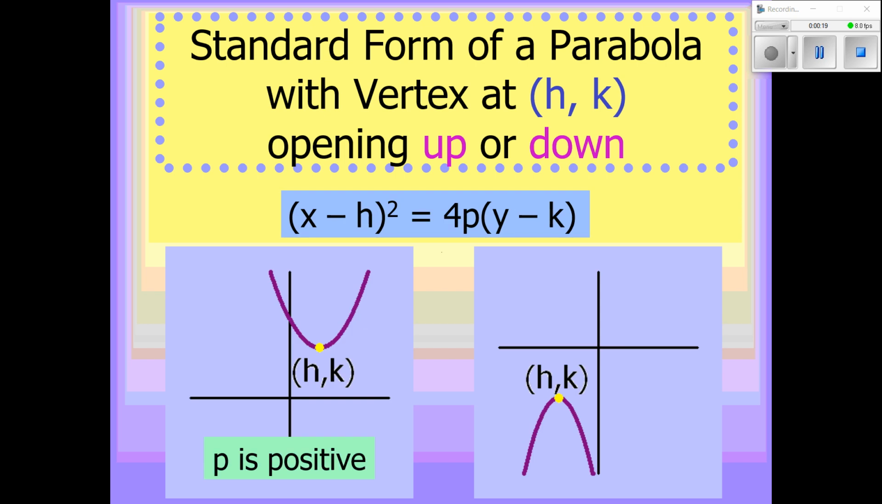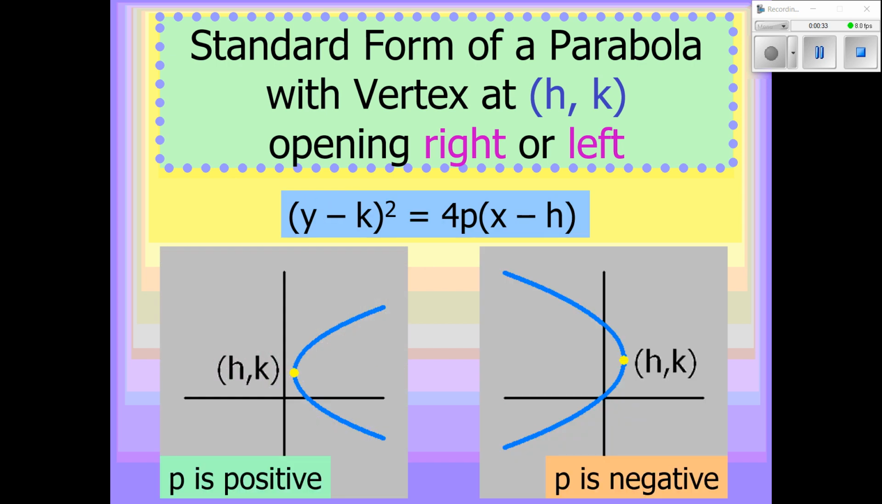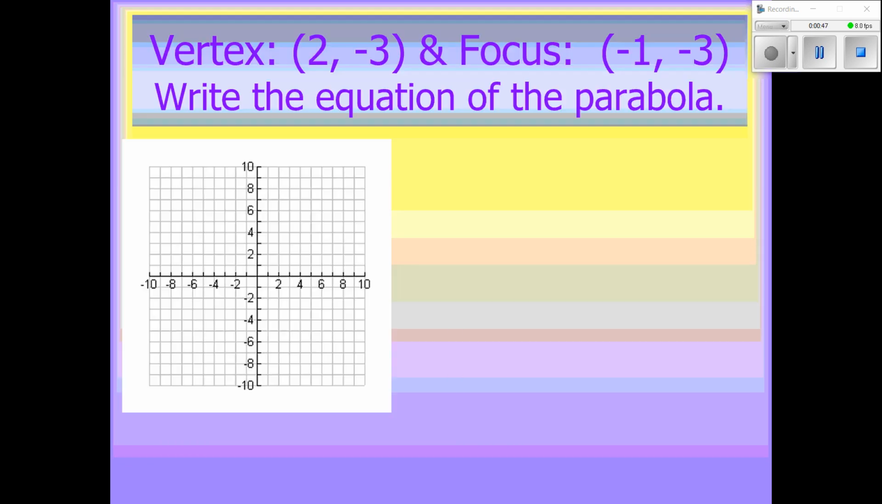Just to quickly recall, when we have a parabola that opens up or down, this is the standard form where our x values come first and are squared. The y values are not squared, and those come on the right side of the equal sign. Those switch when it opens left or right. When it's left or right, the y values come first, quantity squared, and the x values are on the right side and are not squared. You can also see at the bottom here, if the p value is positive, this opens to the right. If the p value is negative, this opens to the left.